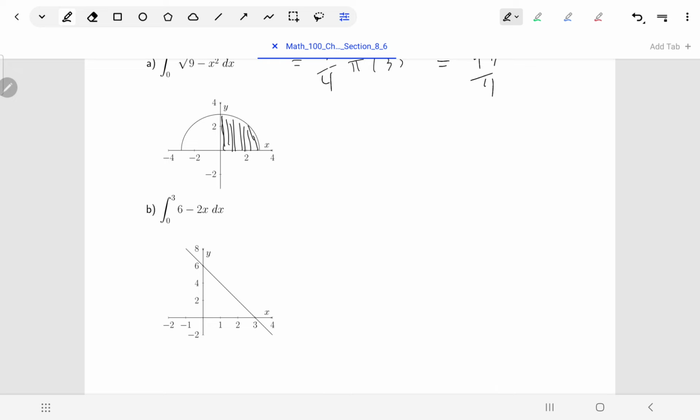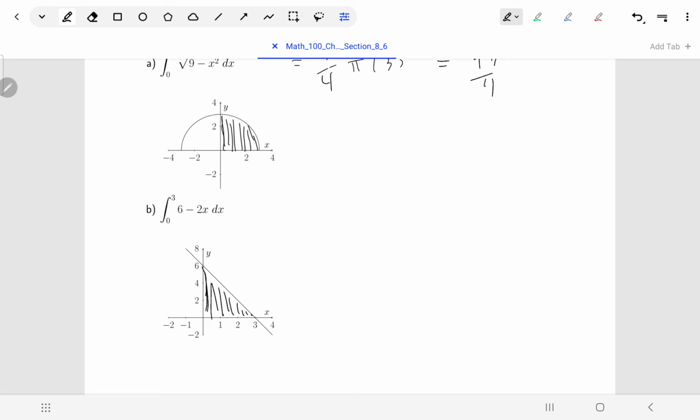For part B, same sort of thing. The line 6 minus 2x, I've graphed it here, and you can see that if I'm looking from 0 to 3, again, I'm looking at the definite integral for a part of the graph where the curve is non-negative, so where it's above or at the x-axis. And so if I'm looking for the definite integral from 0 to 3, then that would be the area under the curve from 0 to 3.